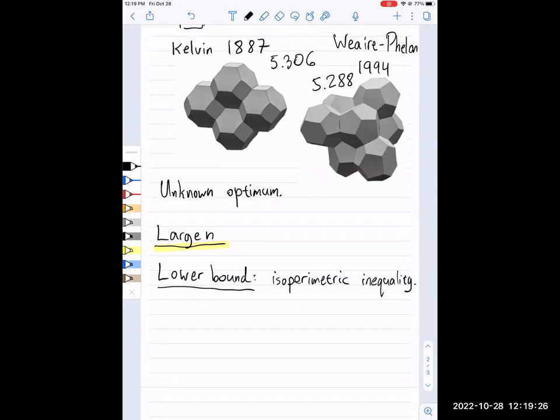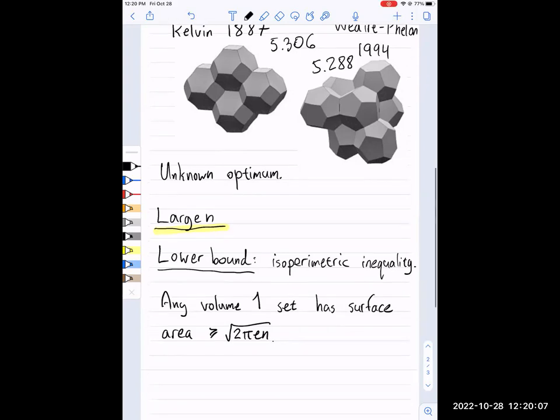Right, so that gives the following. Any volume 1 set has surface area at least square root of 2 pi e n. So in dimension n, the surface area scales like square root n. The fact that it is square root 2 pi e doesn't matter. It just happens to be the surface area of a ball of volume 1. And I'm ignoring some low order terms here and everywhere. So the exact expression is slightly different, but asymptotically that's it.